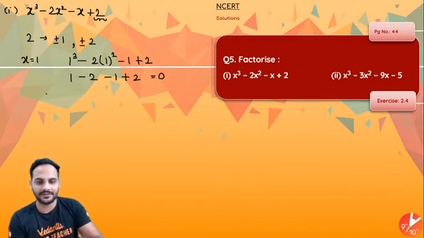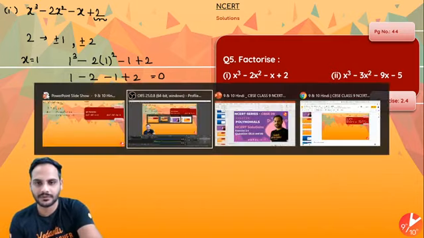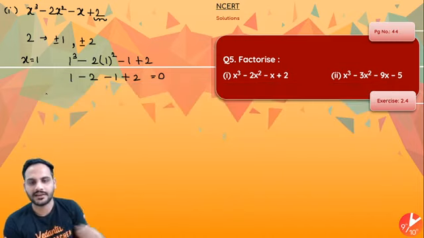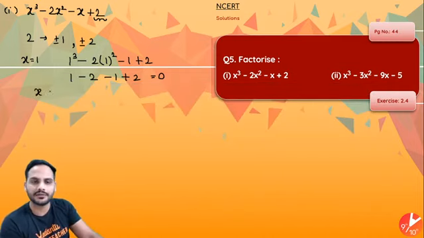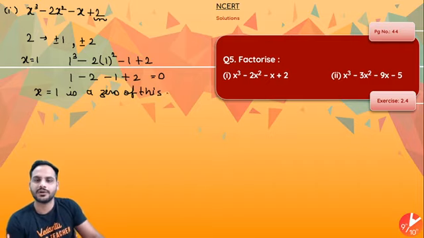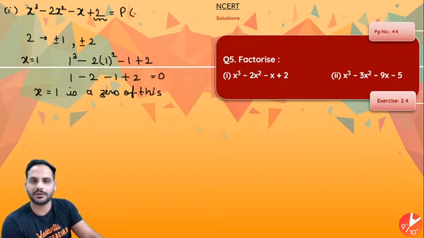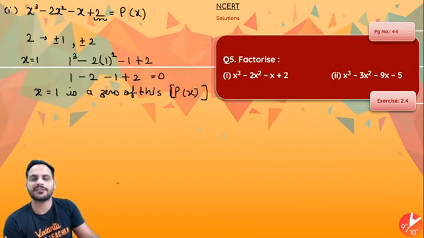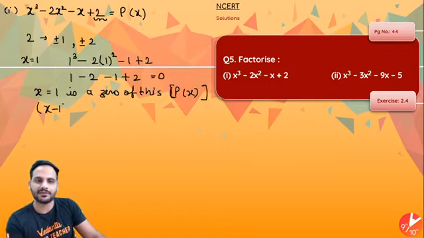So I can say that x is equal to 1 is a zero of this polynomial. x is equal to 1 is a zero of this polynomial, let's say it is a polynomial p(x), correct? If x is equal to 1 is a zero, how do you get the factor? Shift 1 over there, so you will get x minus 1. So I can say x minus 1 is a factor of this polynomial.